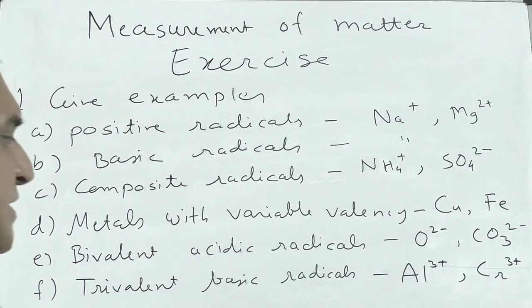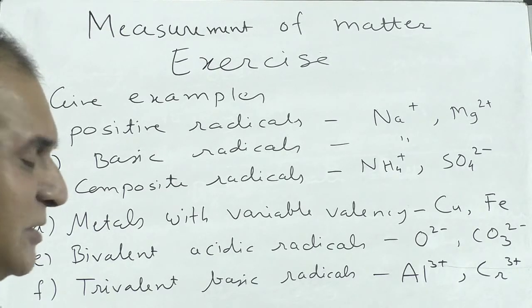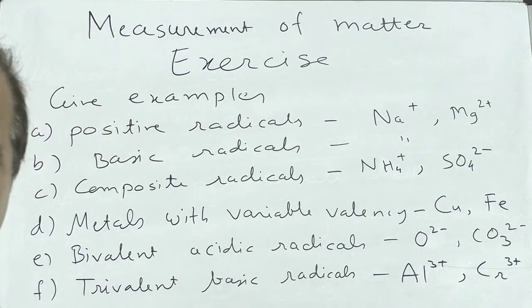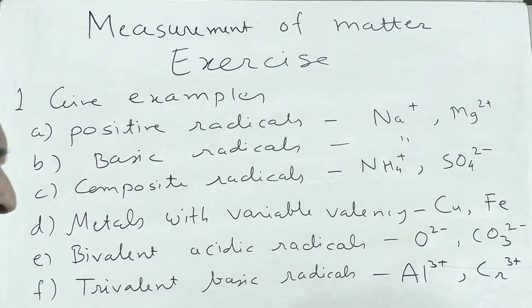Write symbols and charge with radicals. Okay, second question. Mercury, Hg is the symbol. Okay, Hg plus is mercurous, Hg2 plus is mercuric. You have seen variable valency. In the example I didn't write it, but it's okay. Potassium K, K plus. So potassium only. Nitrogen N, N3 minus is nitride.